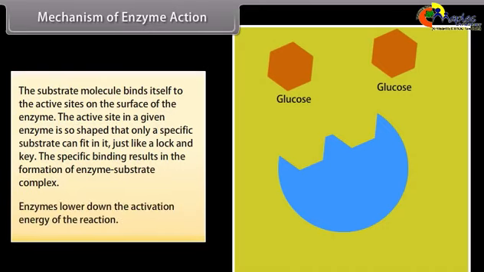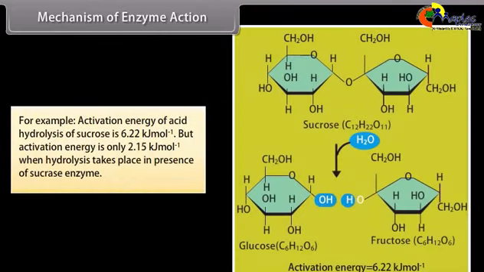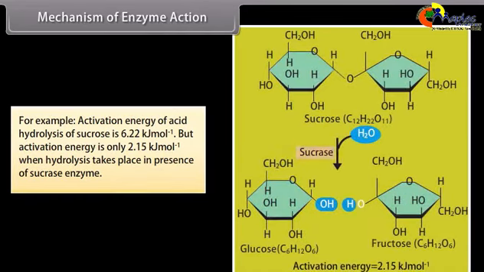Enzymes lower down the activation energy of the reaction. For example, activation energy of acid hydrolysis of sucrose is 6.22 kJ per mole, but activation energy is only 2.15 kJ per mole when hydrolysis takes place in presence of sucrase enzyme.